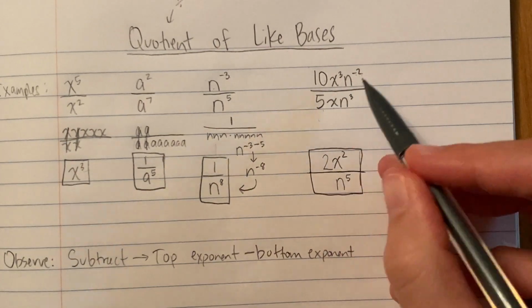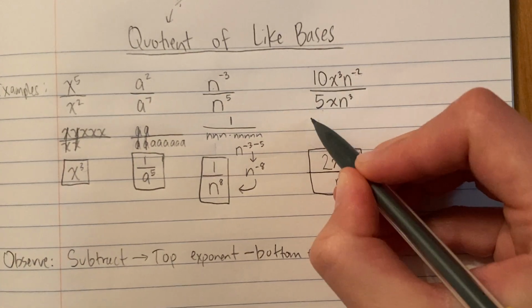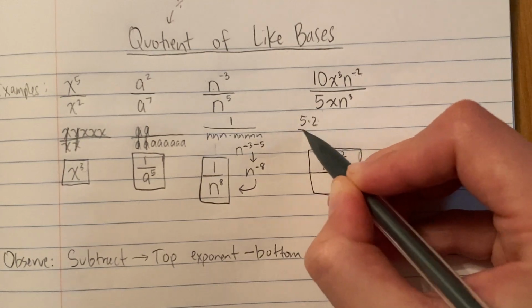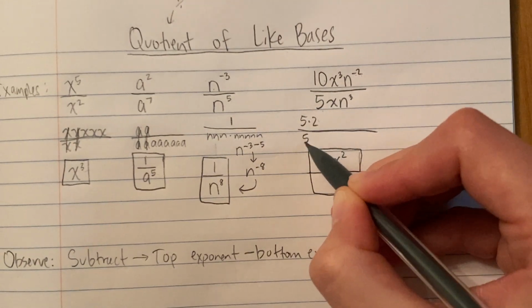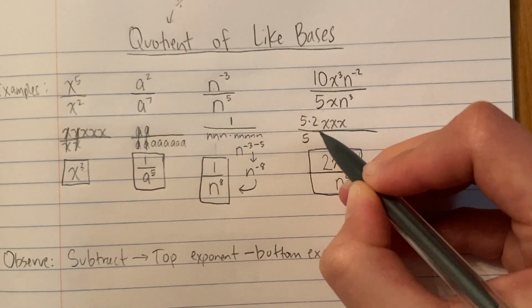I want to show you kind of like an alternate way of doing it. You could say, okay, this is the 10. You can even kind of write it like this. You can be like, well, this is like 5 times 2. 10 is 5 times 2. Why does that matter? Well, because this 5 is on the bottom, it's going to cancel with that 5. And this is this, okay?